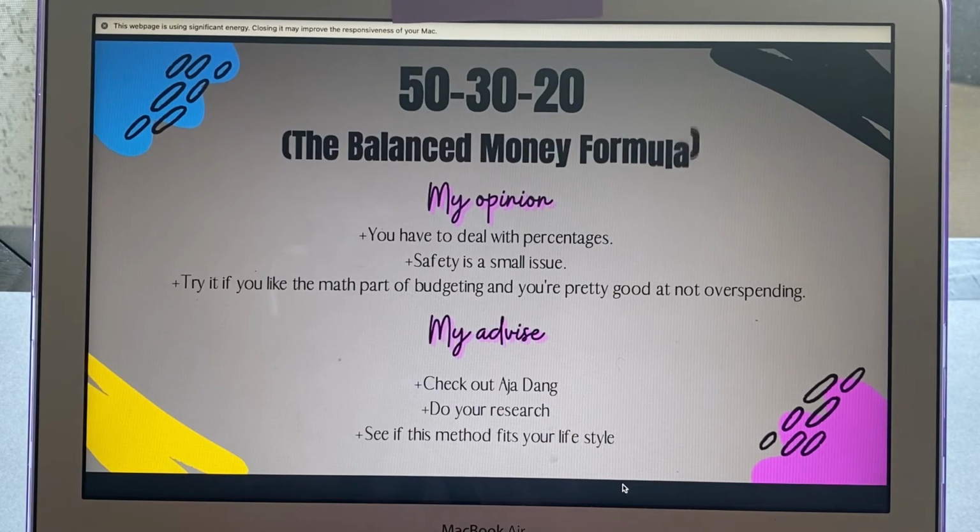Now, my opinion. I don't like dealing with percentages. It kind of confuses me, so that's why I've never done this budgeting method. But if you really like the math part of budgeting, this is definitely the budgeting method for you, because you get to work with all the decimals and numbers you want.